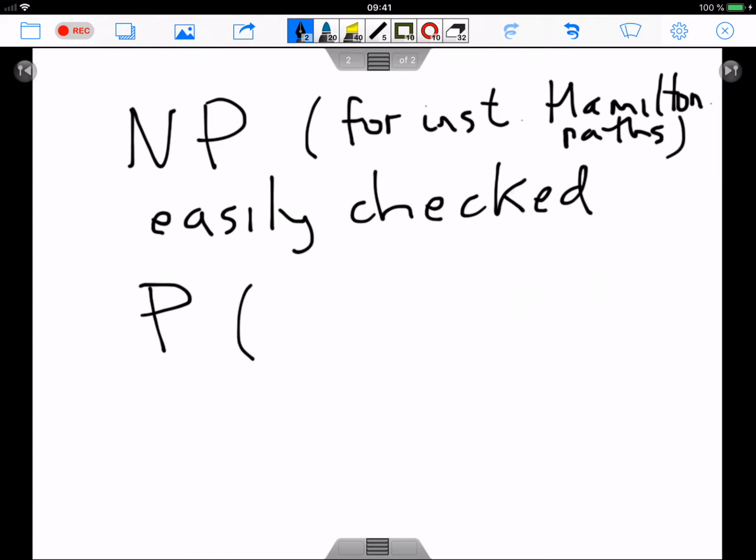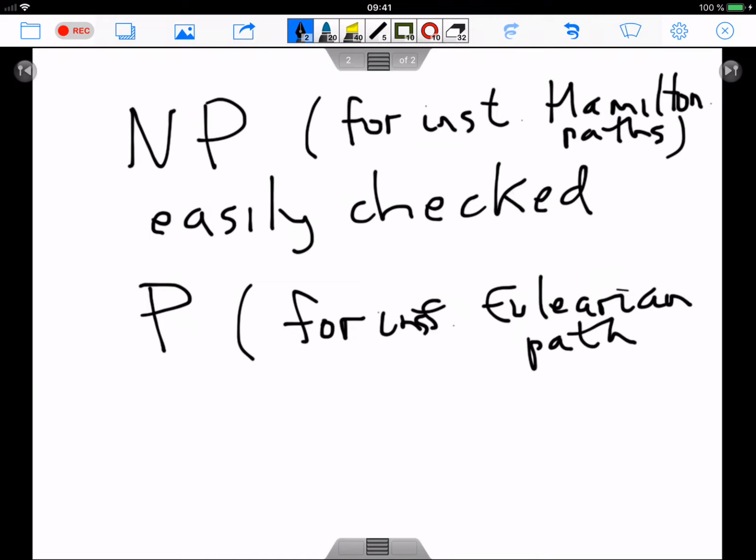There is another kind of problems, for instance, checking whether there is an Eulerian path in a graph, which are easy to find. Their solutions are easy to find.